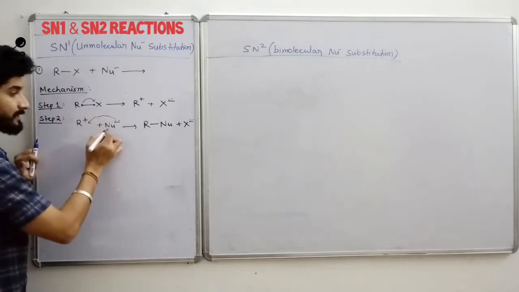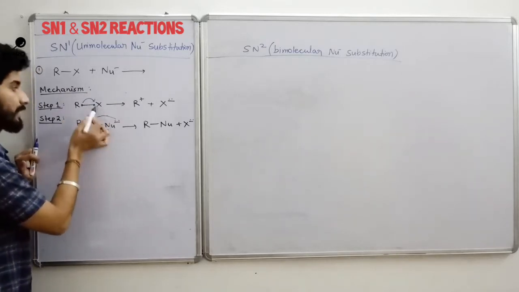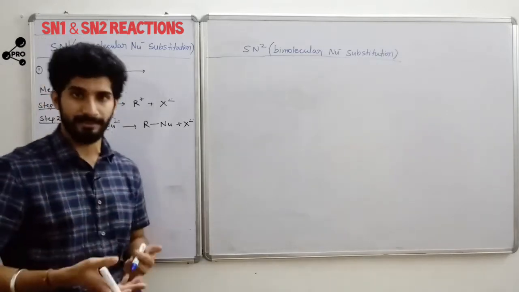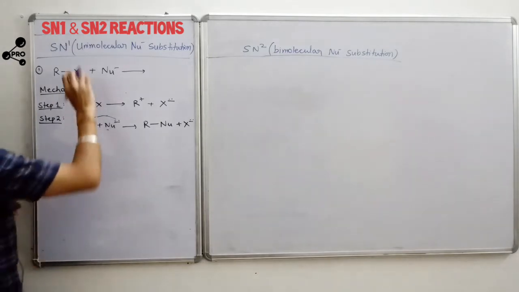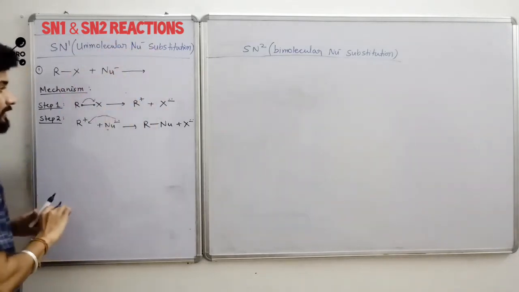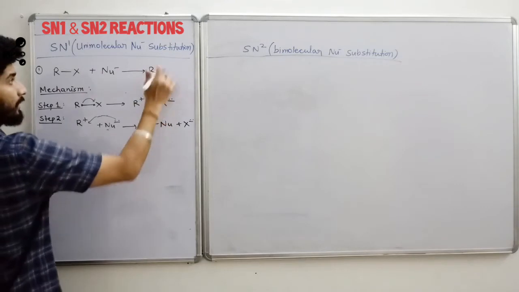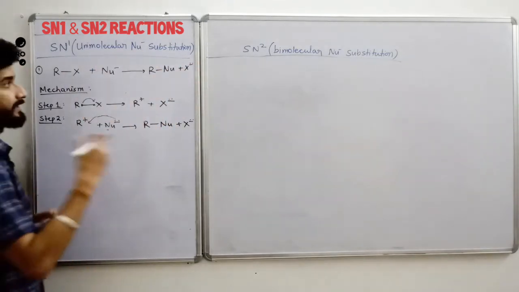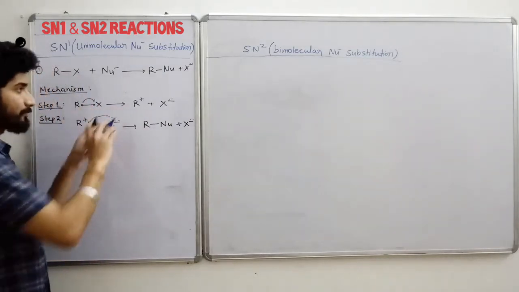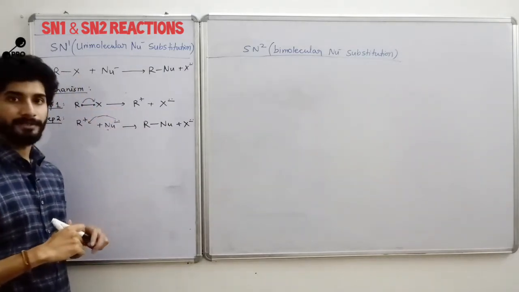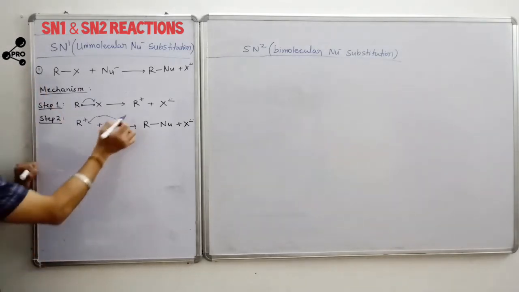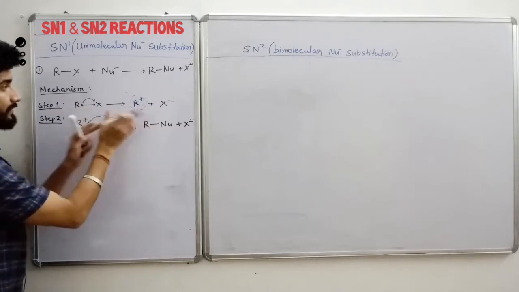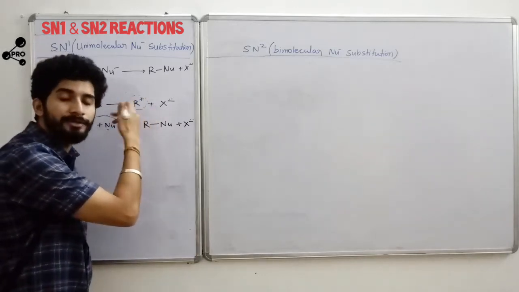The attacking group and the leaving group have the same characteristics, that is, both are nucleophiles. Therefore we call it nucleophilic substitution. The final product will be R-Nu, and the halide ion will detach from the main compound. So this is the proper mechanism of this type of reaction. The main thing you have to remember is the formation of a carbocation.